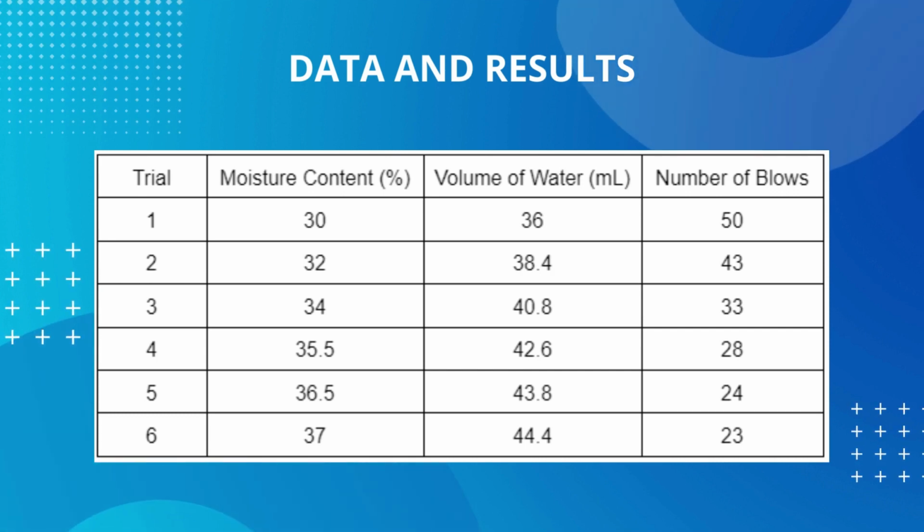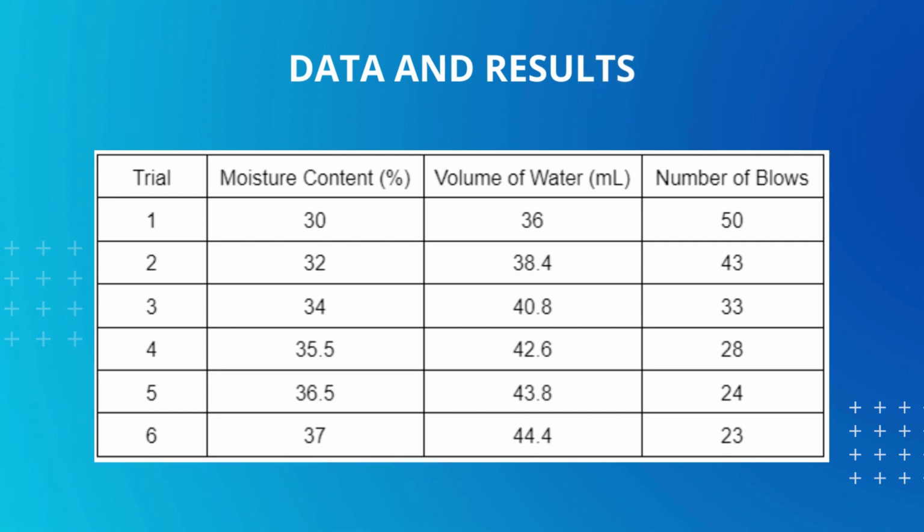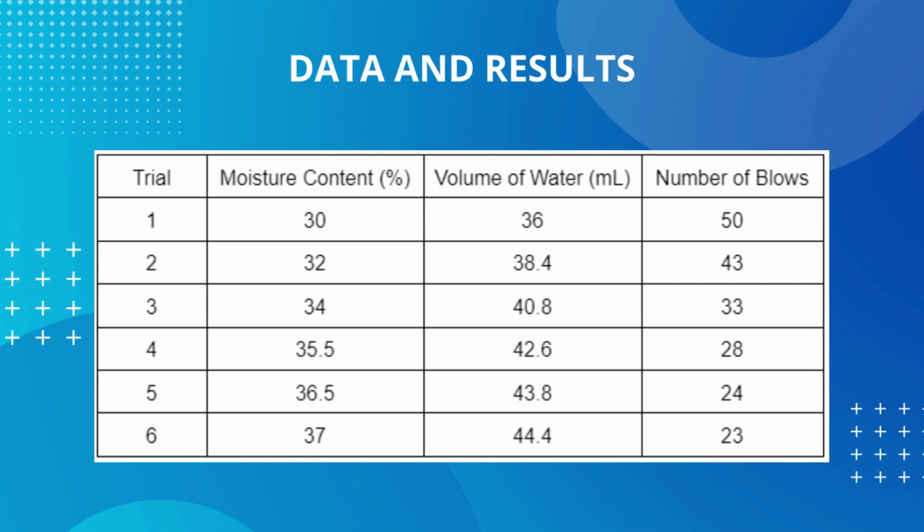For trial 1, it took 50 blows for the 30% moisture content. For trial 2, it took 43 blows for the 32% moisture content. For trial 3, it took 33 blows for the 34% moisture content. For trial 4, it took 28 blows for the 35.5% moisture content. For trial 5, it took 24 blows for the 36.5% moisture content. Lastly, for trial 6, it took 23 blows for the 37% moisture content.